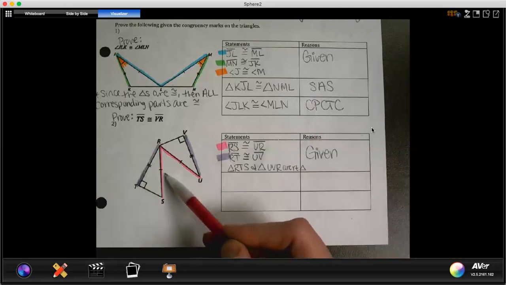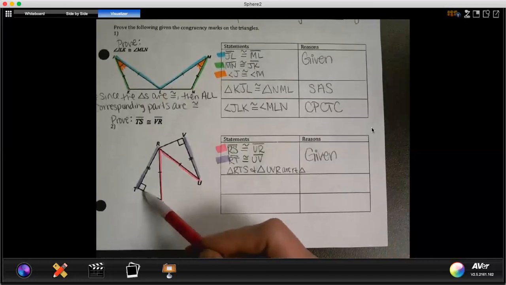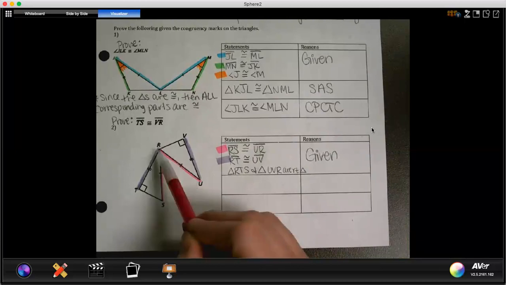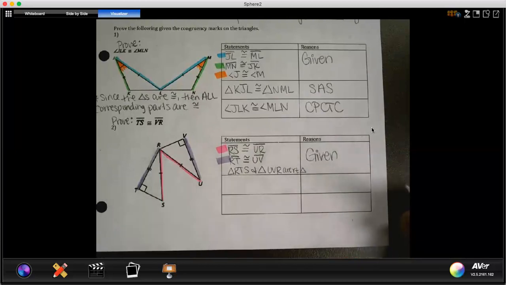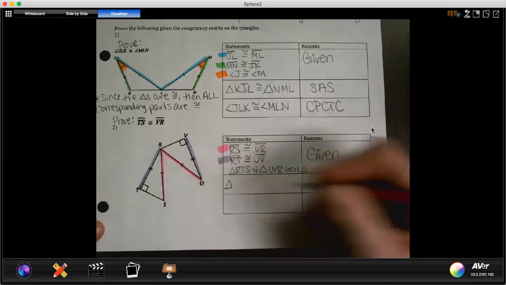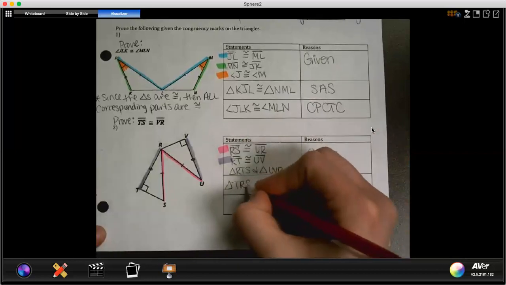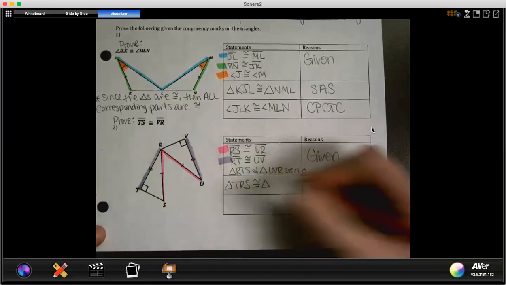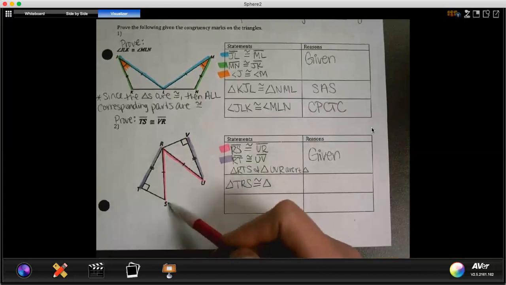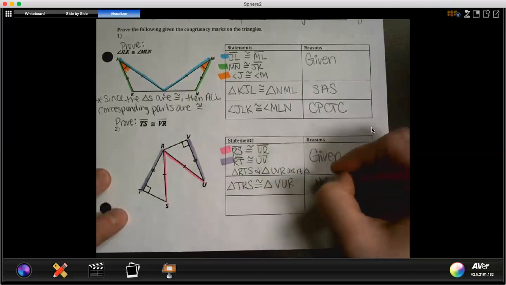We have two sides and we have an angle, but in particular, we have a 90-degree angle, which means that these are right triangles, which means this would be considered a hypotenuse, the RS and the UR. So therefore, we're looking at hypotenuse leg. So therefore, I can say that these triangles, and I'm going to throw in a change here, let's try it out, TRS. What would be the appropriate order for the other one if the first one was TRS? Hopefully you said VUR, and that's by hypotenuse leg.